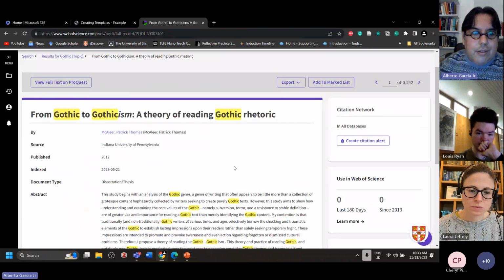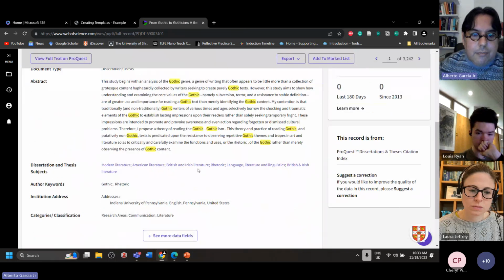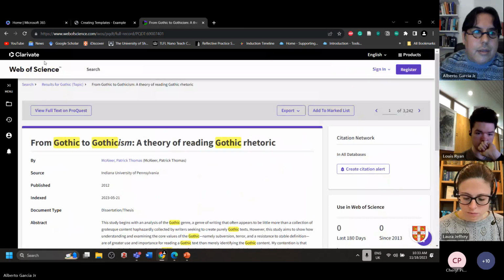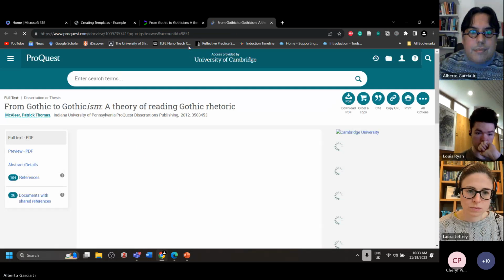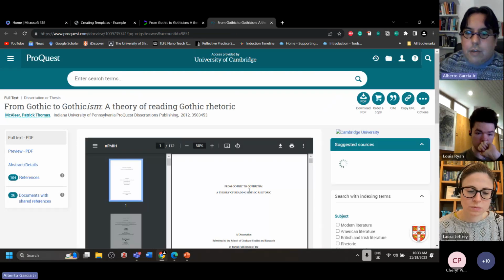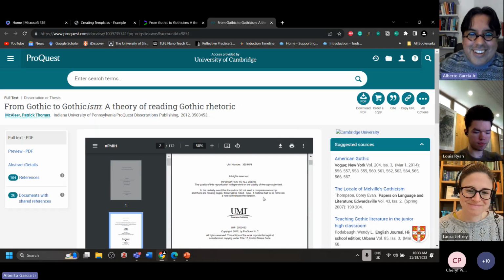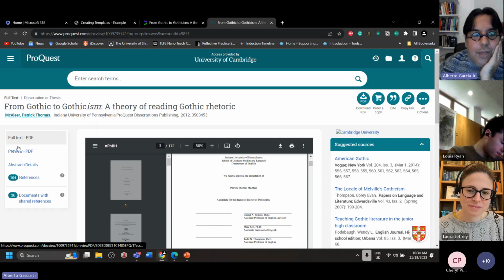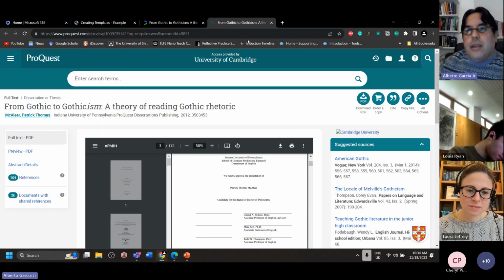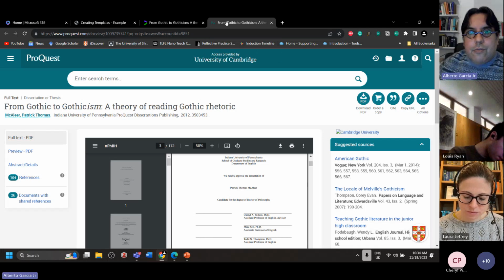If we click on that, see more data fields, you can see the abstract. Some of them do allow you to download them. And you have access to the dissertation, which you can then download here. As I said, it's a great way to start to get some sense of the templates that you want to try to create. So let me see if I can present in Teams again.